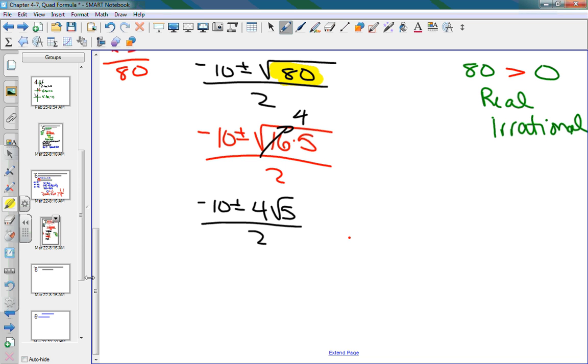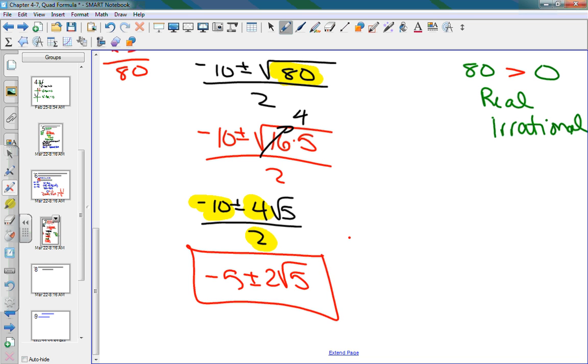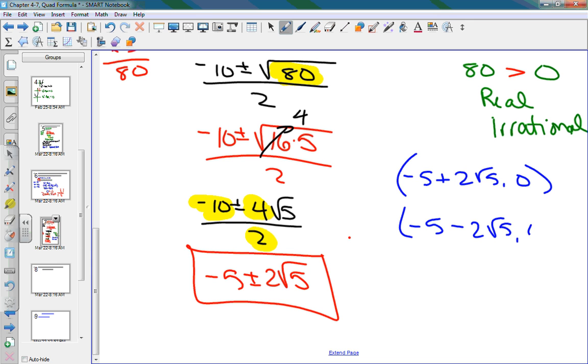Now, because these three numbers are all divisible by 2, I can reduce this. So negative 10 divided by 2 gives me negative 5. 4 divided by 2 is going to give me 2 square roots of 5. Here are my two answers. So if I ask for my x-intercepts now, I have negative 5 plus 2 square root of 5 comma 0, and negative 5 minus 2 square root of 5 comma 0. And there's your lovely little x-intercepts.